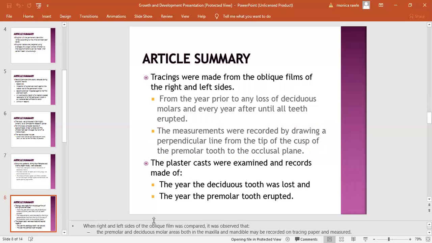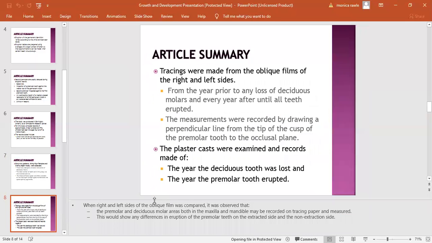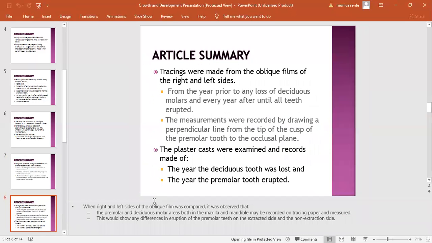So basically, to explain the tracing, when the right and left sides of the oblique film were compared, it was observed that the premolar and deciduous molar areas, both in the maxilla and mandible, may be recorded on tracing paper and measured. This would show any differences in eruption of the premolar teeth on the extracted side and the non-extraction side.